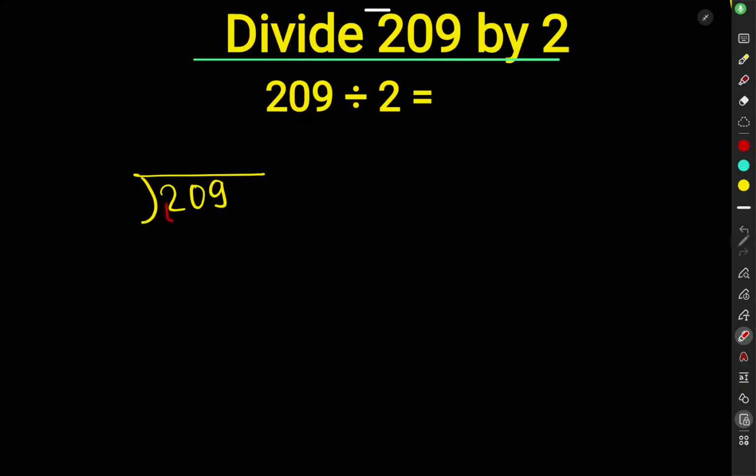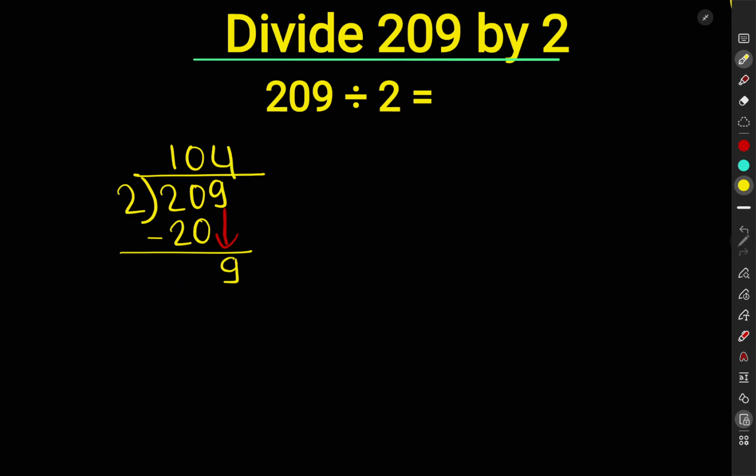We divide 209 by 2 in a long division method. So 2 times 10 means 20. On subtracting we get 0. So now we put down this number beside 9 and we remove this 0.